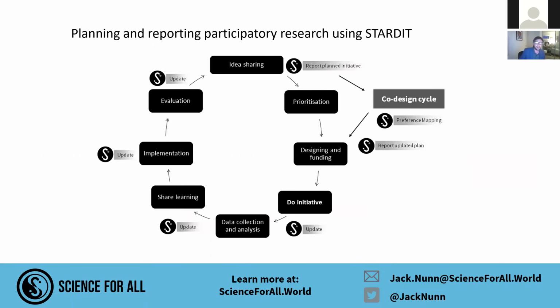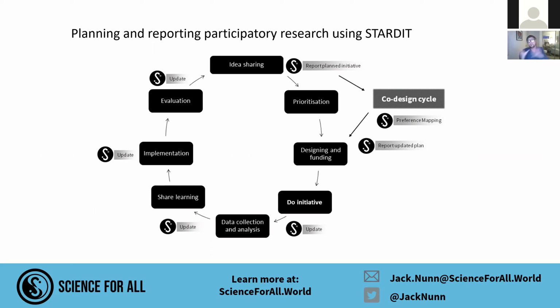This is just a very quick diagram of the research cycle, which should hopefully be familiar to all of you. And this is just showing at what stages the StartIt tool can be used. So you can plan, you can report what you plan to do at the start. You can do some co-design, and I'll go into that cycle separately. You can do the preference mapping, and then you can update the plan.